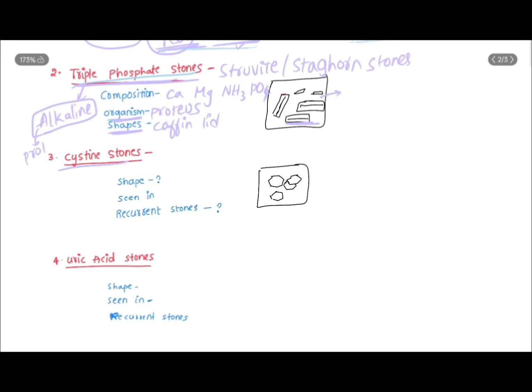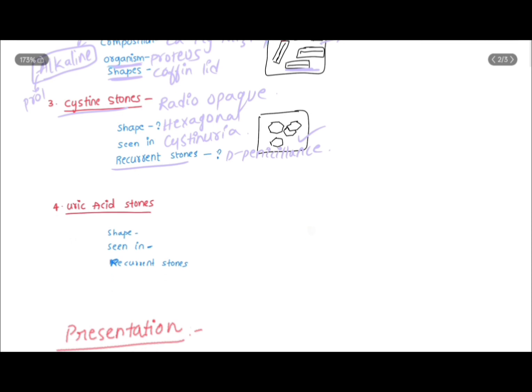And the next type of stones is cystine stones. They are also radio opaque, and the shape of these cystine stones is hexagonal. They are hexagonal in shape, seen in cystinuria, as the name says. And how do we manage recurrent stones? We give D-penicillamine as the treatment for the recurrent stones, right?